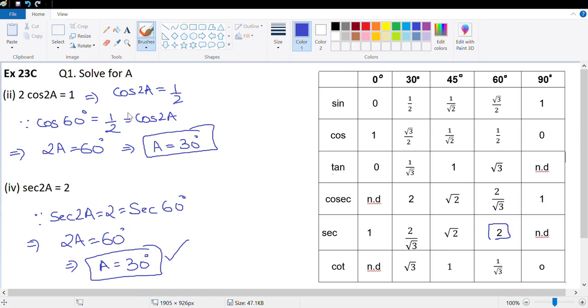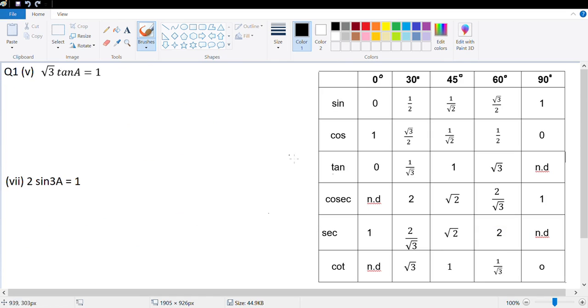The next question that we do is question number 1, part 5. So it says root 3 tan a is equal to 1, which means tan a would be equal to 1 upon root 3, and since tan 30 degree is equal to 1 upon root 3, which is given equal to tan a, therefore a would be equal to 30 degree.